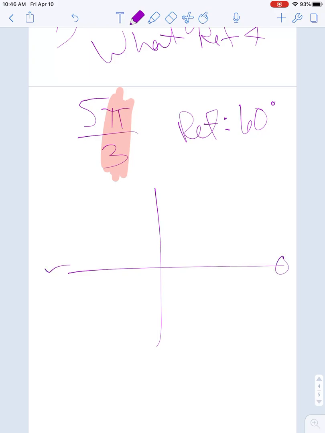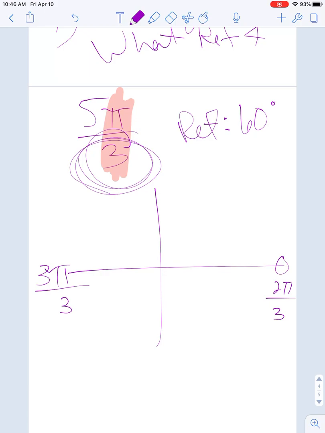So let's find out what quadrant we're in. This is 0. This is pi. If I keep going, this is 2 pi. I have a 3 in the bottom, so I need to make this a 3 in the bottom. I multiply by 3 over 3. If I reduce it, still pi. I need a 3 in the bottom over here, so I multiply 2 times 3. Because I multiply by 3 over 3, I get 6 pi over 3. So 5 pi over 3.